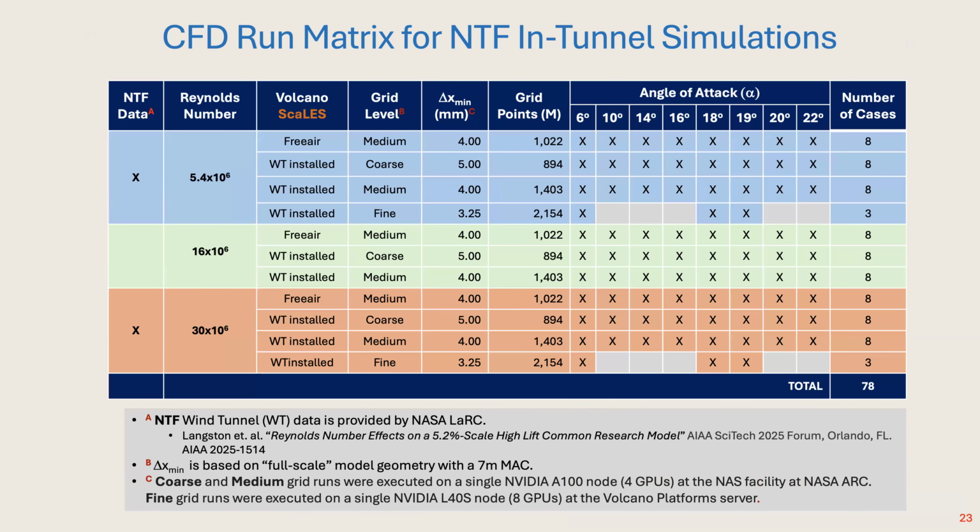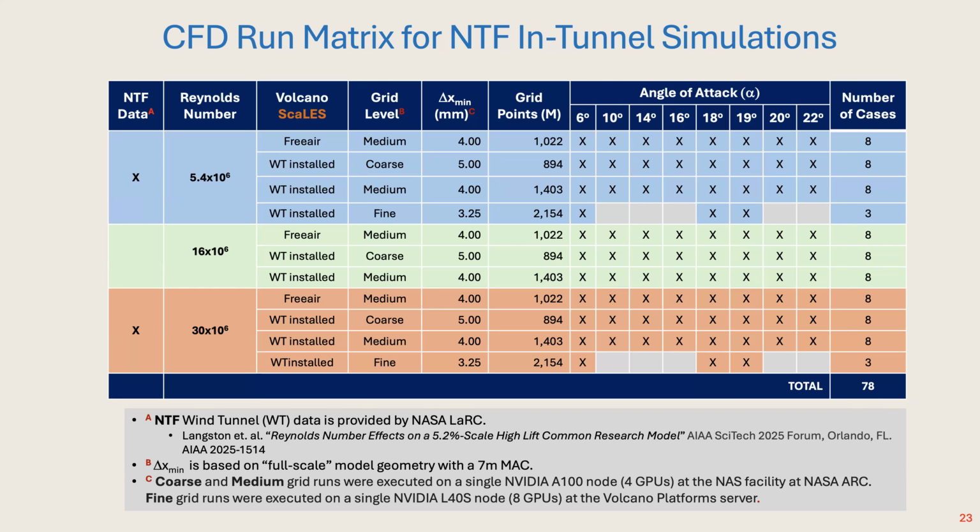This shows the CFD run matrix. We performed 5.4 and 30 million. Data was not available for 16 million, but we still performed those. Every case has a medium, coarse, and wind tunnel install fine, but we also performed the same delta X minimum spacing for medium free air, so we can compare.